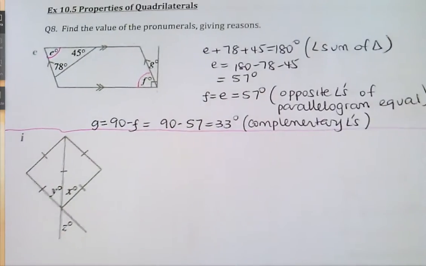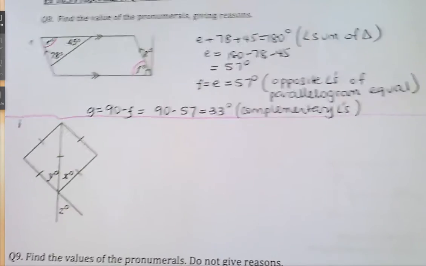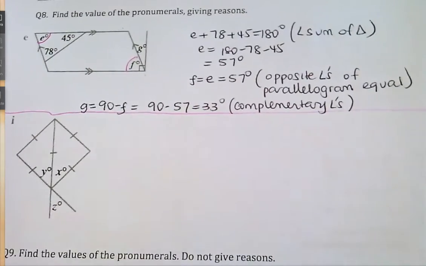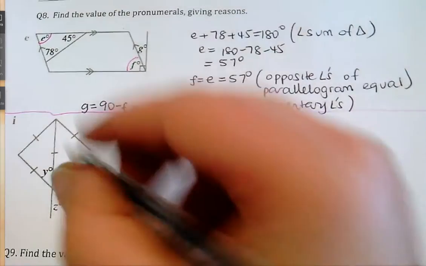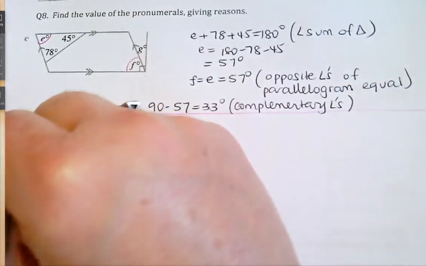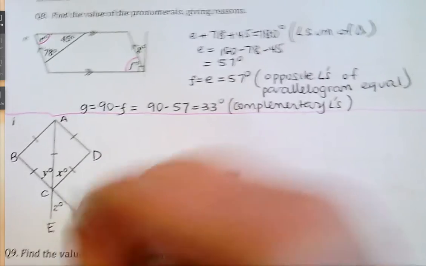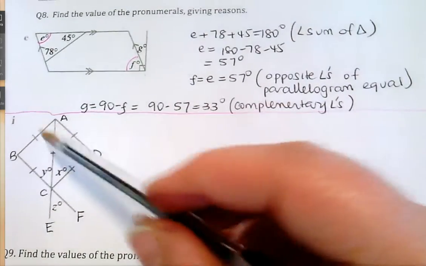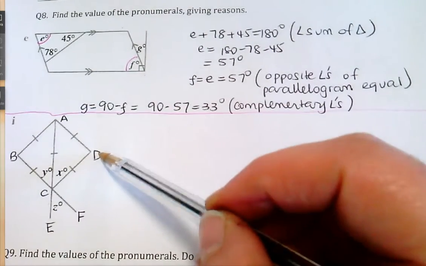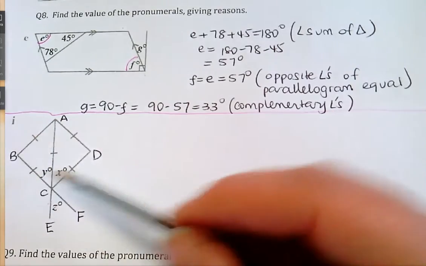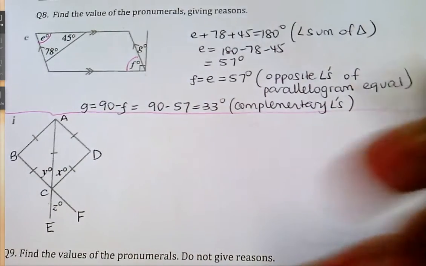Done. Now for this second question here, there are a few steps that we need to do. What I'm going to do is label all these corners A, B, C, D, and E, F, all the vertices, okay? Now we can see here A, B, C, D, well that shape's got 4 equal sides, so A, B, C, D must be a rhombus.